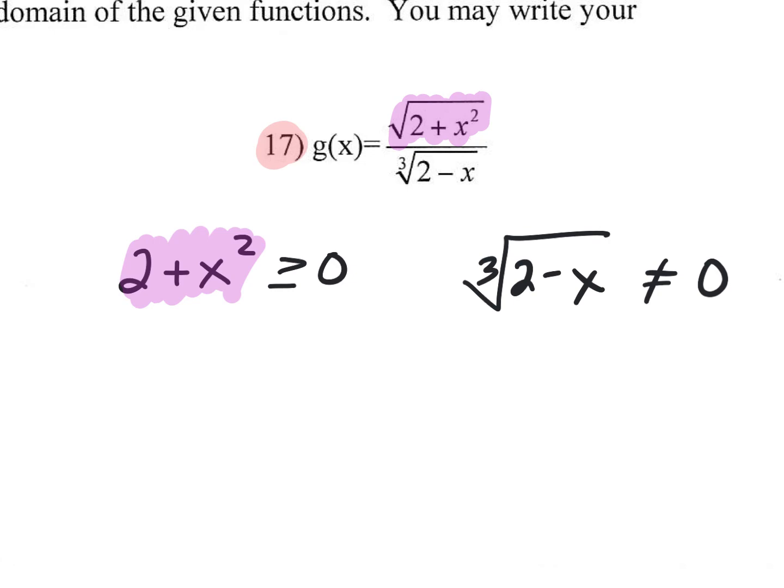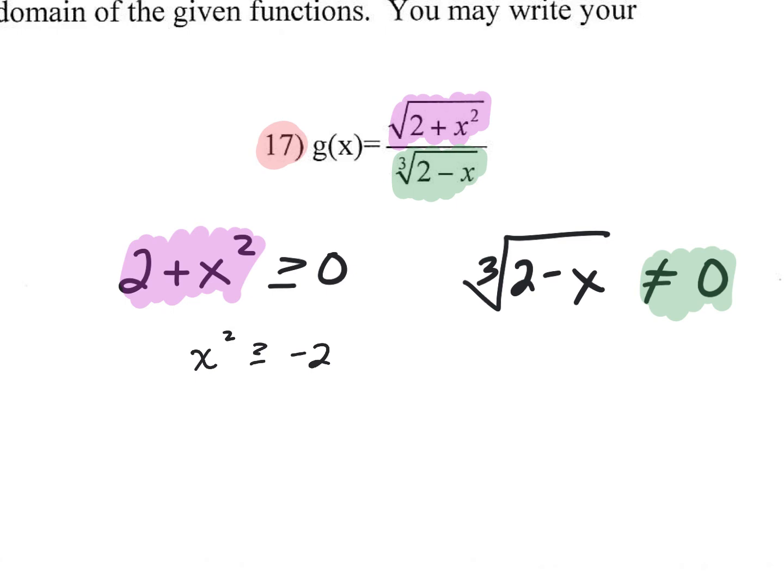And then I also have a denominator. So whatever this whole quantity ends up being cannot equal 0. So I'm going to solve each of these inequalities and non-equations to figure out my domain. On the left-hand side here, I can subtract 2. And I have x squared is greater than or equal to negative 2.